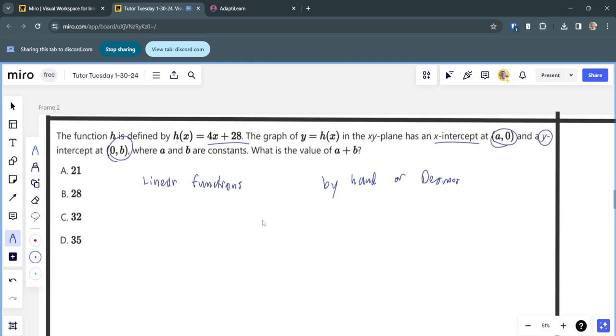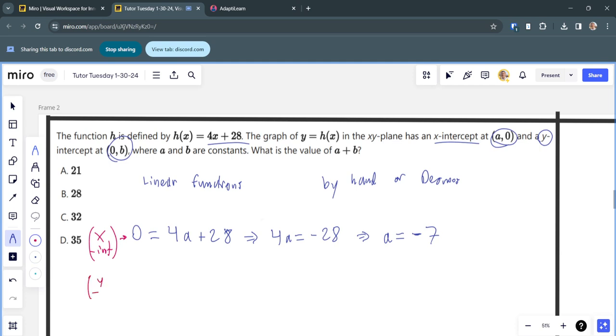The x-intercept is at a comma 0, which means that the y value, or the output, is 0, and the x value is a. So we get something like 0 equals 4a plus 28. Let me label this for the x-intercept: 0 equals 4a plus 28. Then we get 4a equals negative 28 if we move that 28 to the other side. And ultimately, we'll get a equals negative 7. So we've solved part of it.